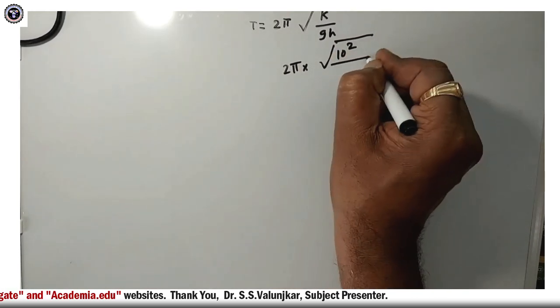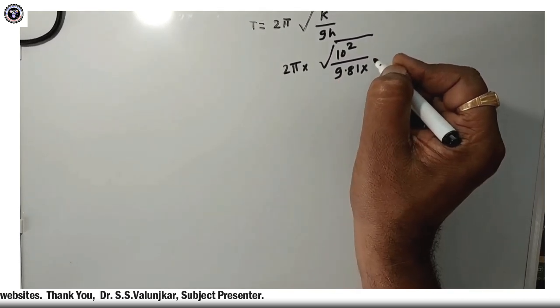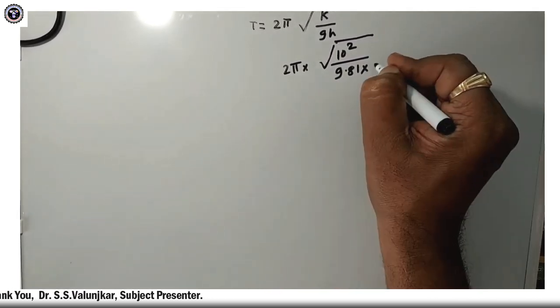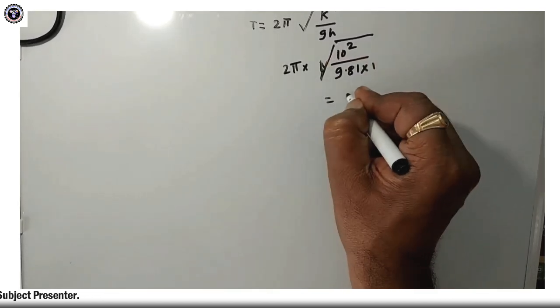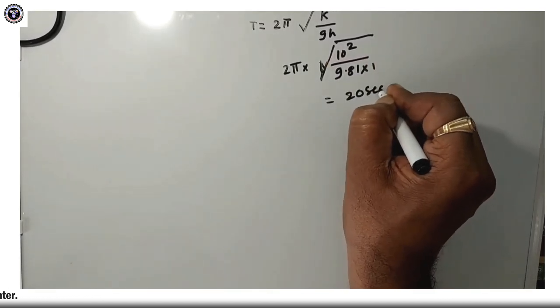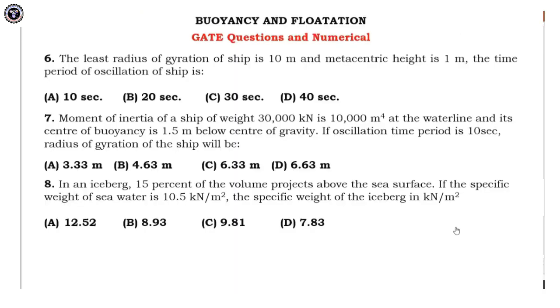upon 9.81 into h. H is here 1 meter. So that is 20 seconds. The answer is 20 seconds here. So option B is the correct option. 20 seconds is the right answer here. Then we will go for another problem.